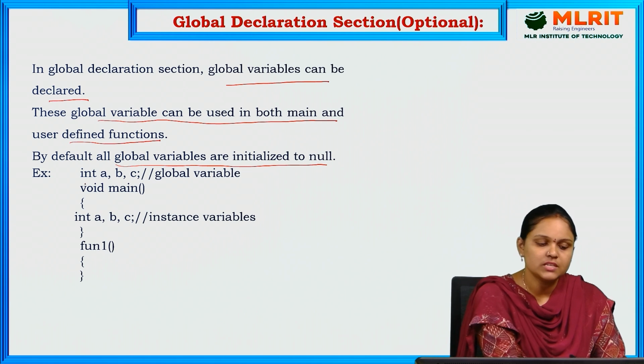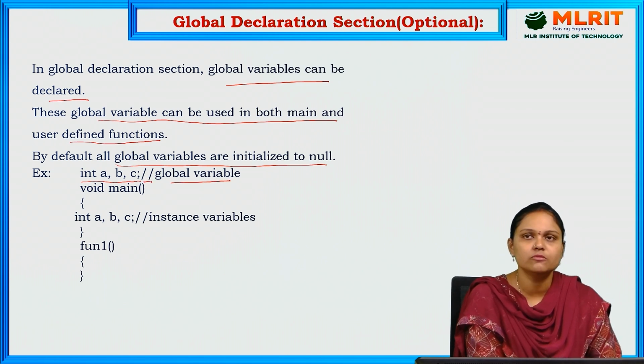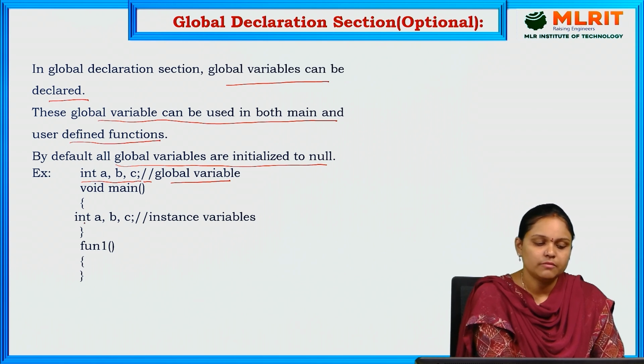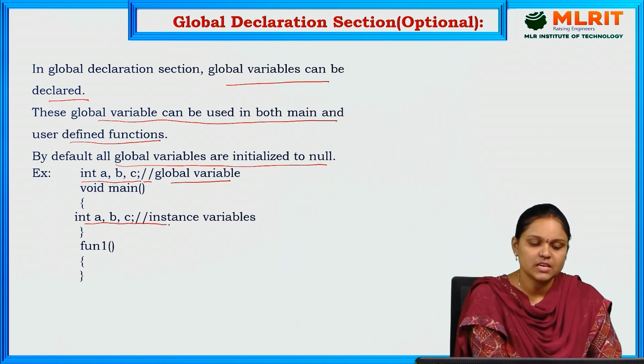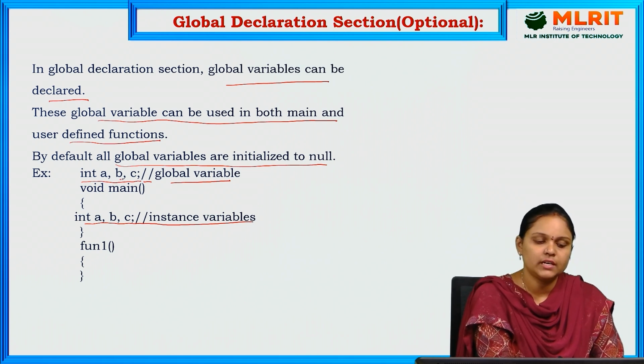So this is a declaration of global variables: int a, b, c. And this is a comment, a single line comment that we give by using a double slash. void main is a function, and here we are using int a, b, c. It's an instance variable. We are also calling it local variables.